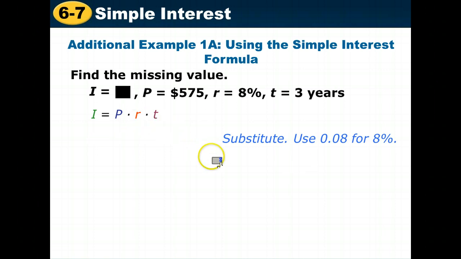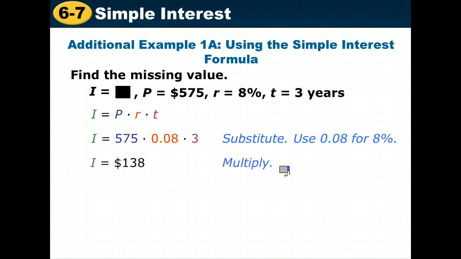So here's the principal, the rate, and then the time is 3 years. And then all you do is go ahead and multiply them. And here we are paying an interest of $138. Okay.